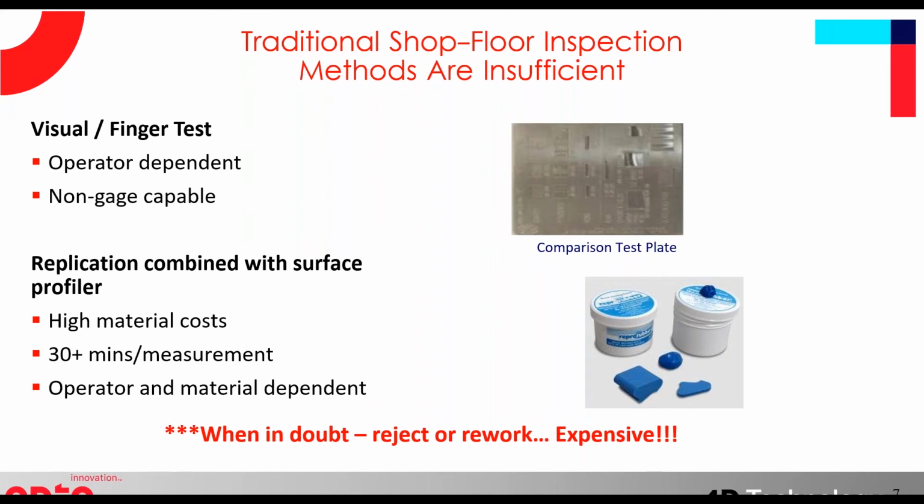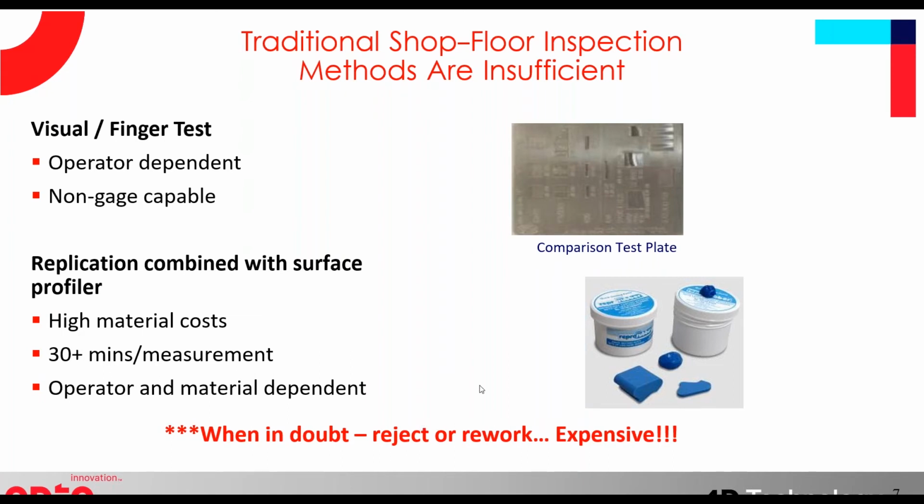Additionally, there are things like replication combined with surface profilers. These can lead to high material costs. It's a very time-consuming method, typically 30 plus minutes before you get a result. And again, it's operator and material dependent. Did the replication material really get to the bottom of the scratch? Was the operator actually able to estimate the exact deepest point of the scratch or pit for cross-sectioning?